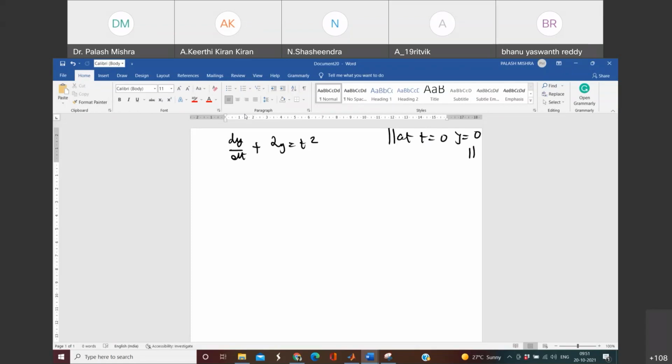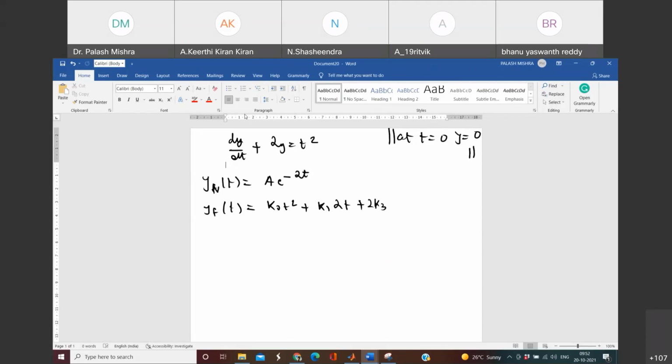So what is the natural response of the system? What is y(t)? Can someone tell me? It will be a times e to the power of minus 2t. And this is the natural response. What is the forced response? Any guess? K naught t square plus k1 times 2t plus 2k3, right?